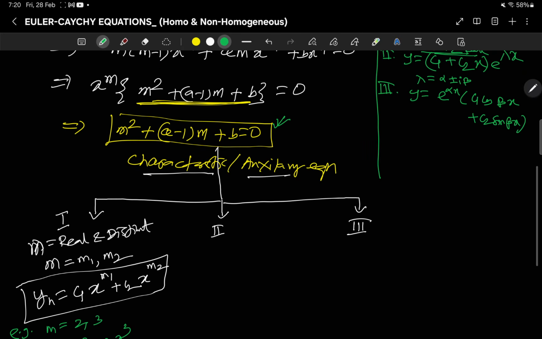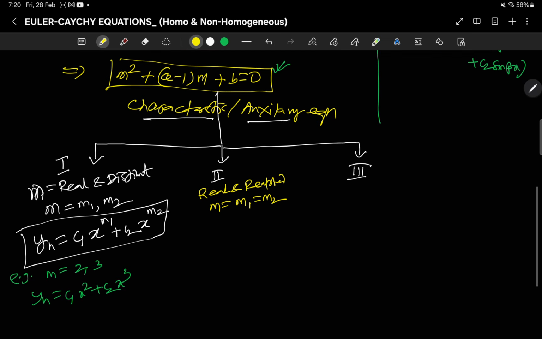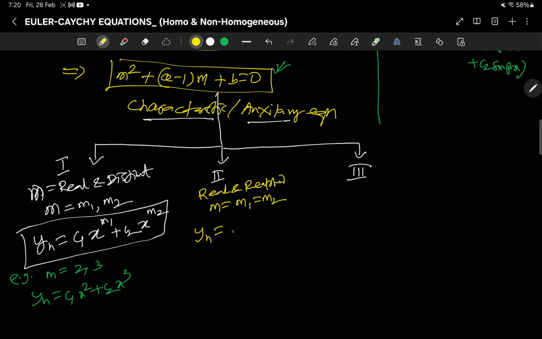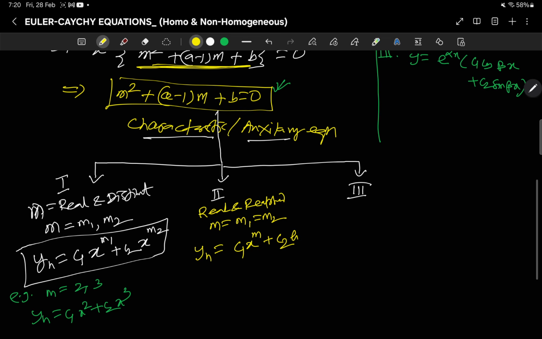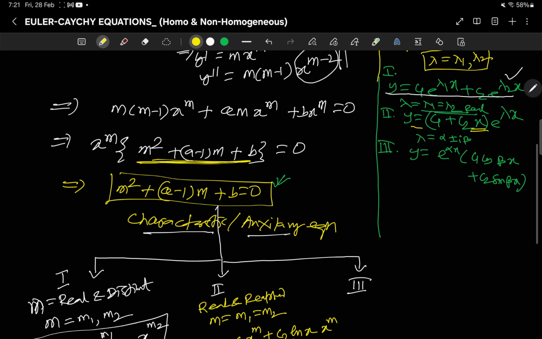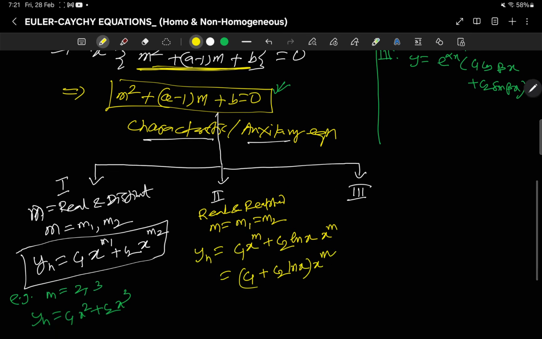So under the second case, what will happen? Here m is real and repeated. So m is equal to m1 is equal to m2. In this case, the solution y homogeneous will be c1 x to the power m plus, secondly, we have already seen that where x is multiplied, here ln x will be multiplied, c2 ln x to the power m. So we can write it as c1 plus c2 ln x to the power m. This is the idea. You see here c1 plus c2 x e to the power lambda x. So it is like this.